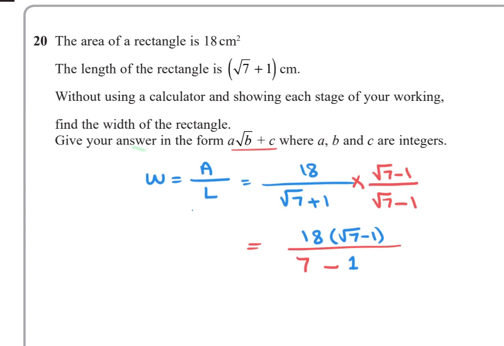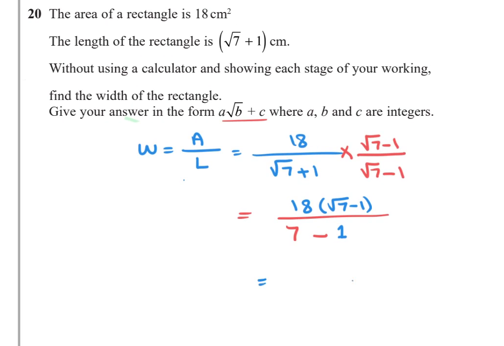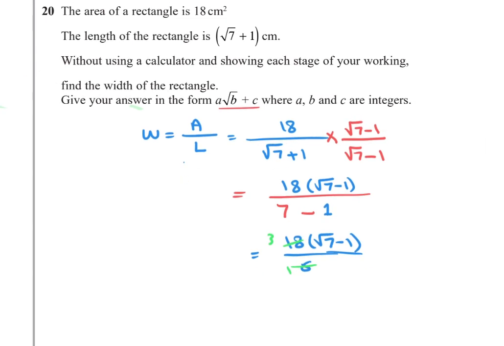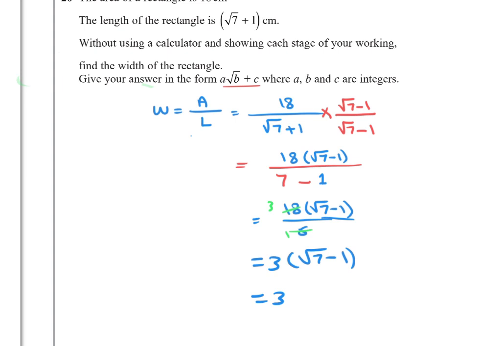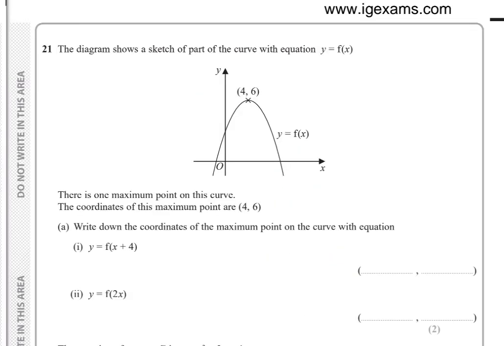The denominator, 7 minus 1 equals 6. So 6, and we have 18. We can simplify. Divide by 6 equals 1. Divide by 6 equals 3. So you are left with 3 bracket root 7 minus 1. So expand. So 3 times root 7, 3 root 7, minus 3 times 1 equals 3. So 3 root 7 minus 3.